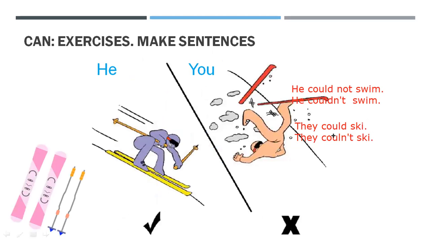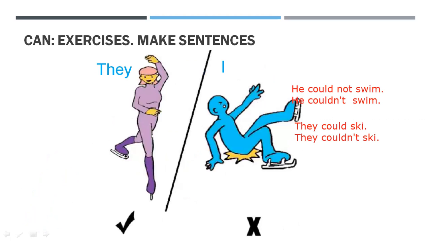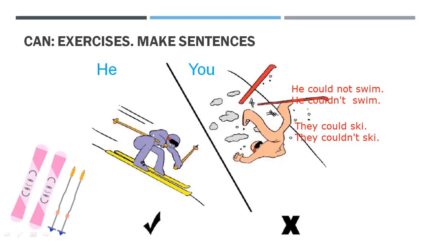Well, I missed the word, the B. Okay, exercise. So make the sentence. He can skate. Ah, okay. So what's the mistake? Here, ski again. Is this skate or ski? Ski, right? He can ski. You cannot. You cannot ski. Okay.